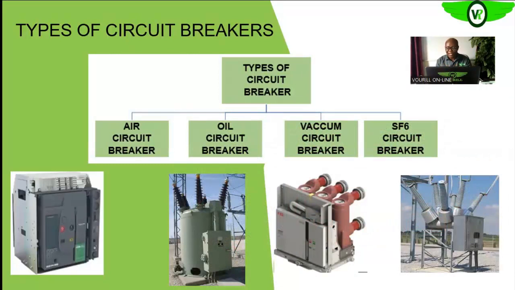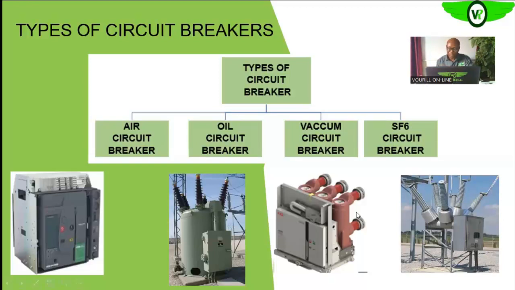The only drawback in this type of breaker is that you need to maintain the pressure of the SF6 gas, because the pressure determines the dielectric strength of the gas. The higher the pressure, the higher the dielectric strength of the gas. So once there is leakage, that pressure will be reducing, and that will eventually reduce the dielectric strength of the arc quenching medium within the circuit breakers.